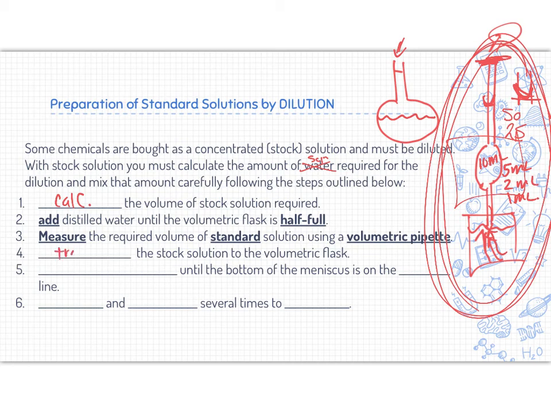We transfer, like I just said, the stock solution to the volumetric flask. And then we add distilled water until the bottom of the meniscus is on the calibration line. So I've added whatever I've used my volumetric pipette to measure. Again, I have made sure that I've got water in here to begin with so that whatever I'm adding is diluted immediately. And last but not least, same step, we are going to stopper and invert several times to mix.